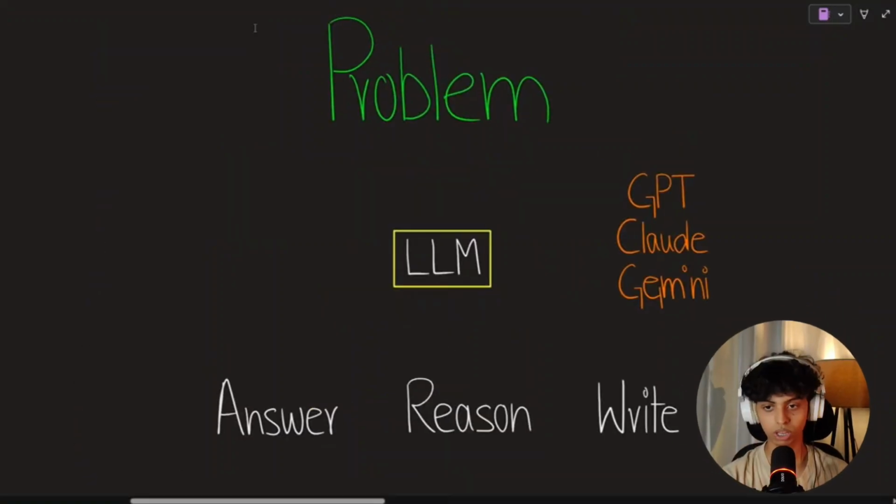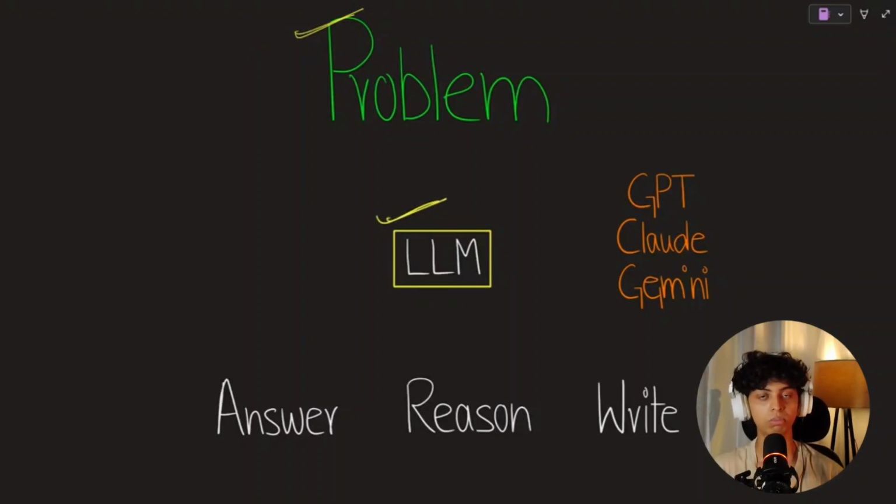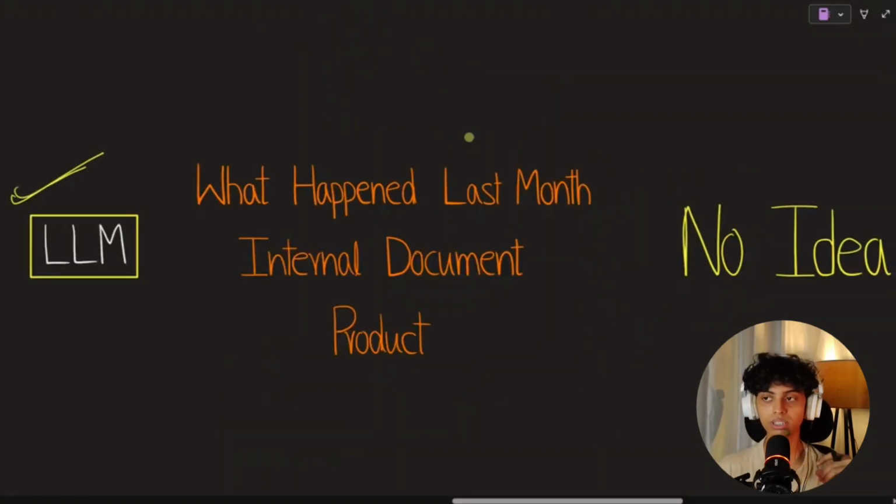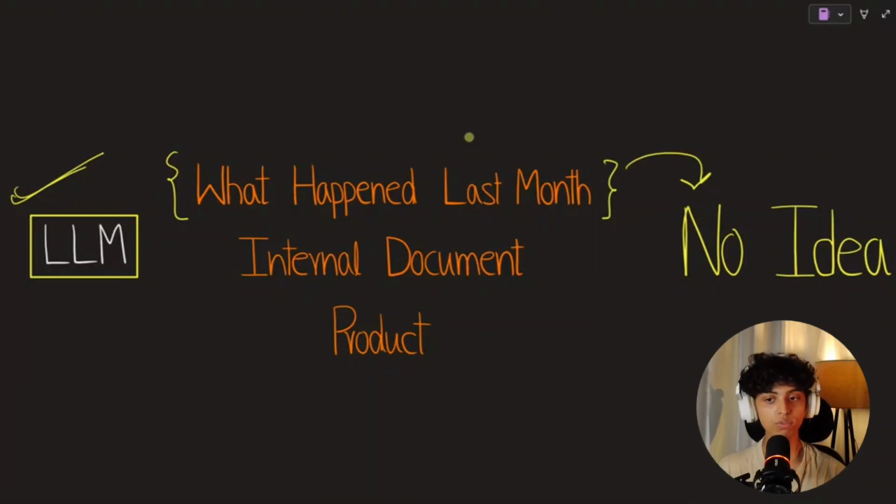Okay, so before we talk about what RAG is, I wanted to talk about the problem it was built to solve. Because once you understand the problem, then RAG makes complete sense. So imagine you have a powerful LLM like GPT, Claude, Gemini, whatever you want, and you started using it. And it is great. It answers questions well, it reasons well, and it writes well. But when you ask it about something that happened last month, then the answer will be, I have no idea. Or if you ask it about your company's internal documentation, then also it has no idea.